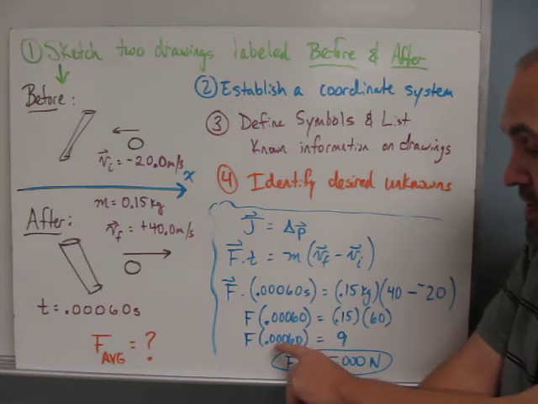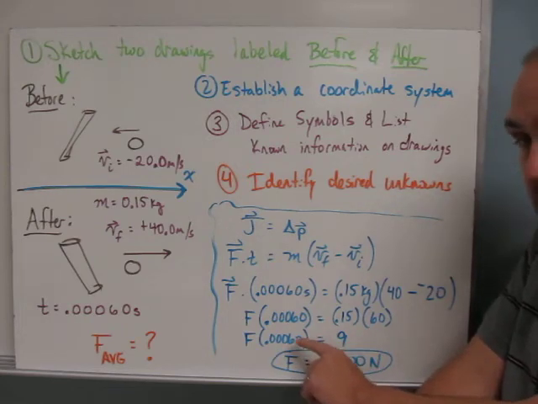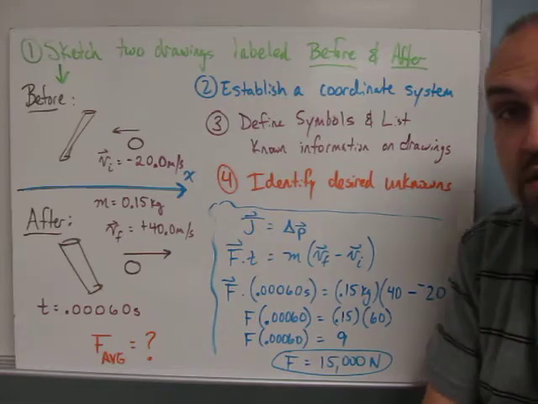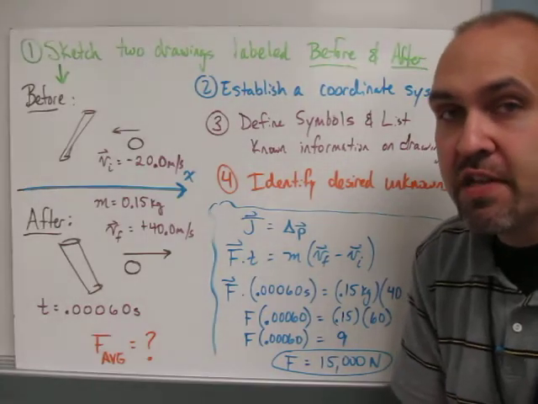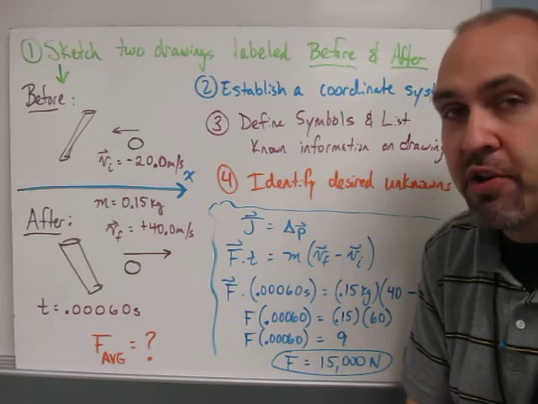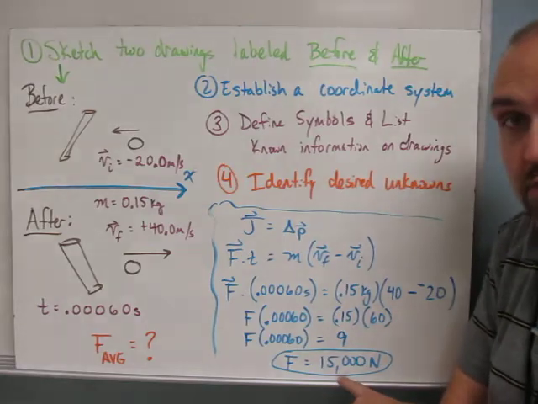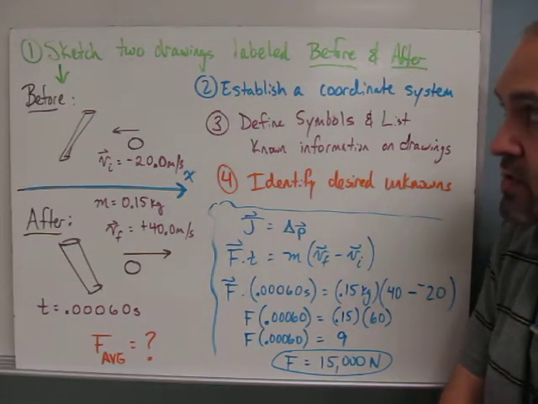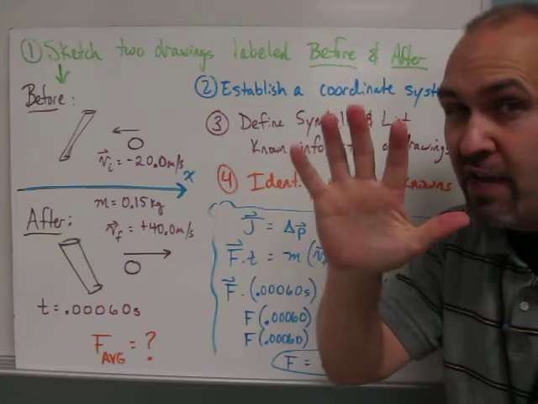And then the last step, I just divided both sides by the time and got 15,000 newtons, which is quite a lot of force, but it is a baseball bat and it probably hits that ball pretty hard. So I don't think that's unreasonable for an answer. So the steps are really kind of five-fold.